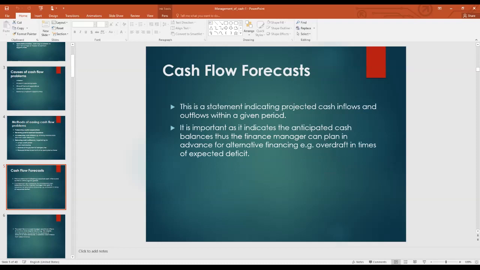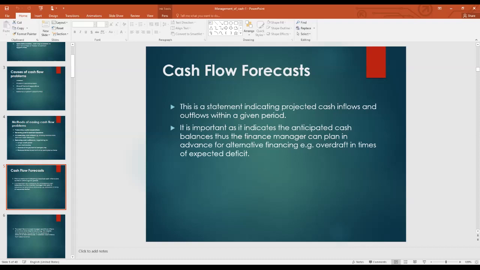Okay, so it's more of a cash planning instrument. It's a financial planning instrument. In the case of a cash flow forecast, you quantify, for the next few months, what cash we shall be earning from the different operations, whether from revenue operations or from capital operations.